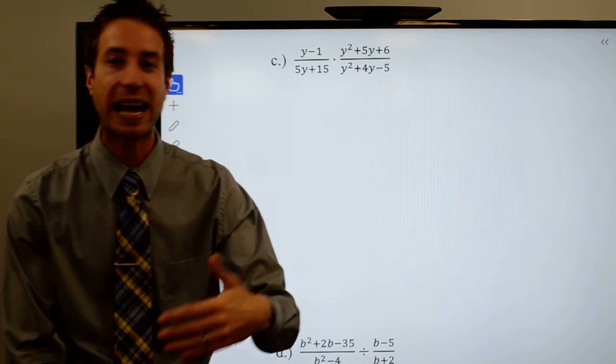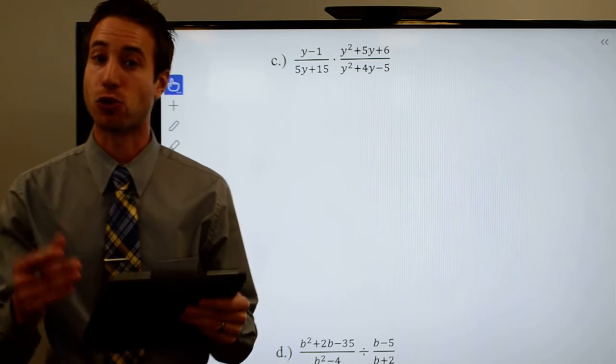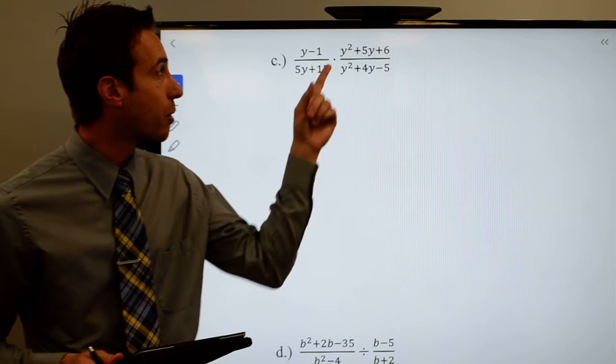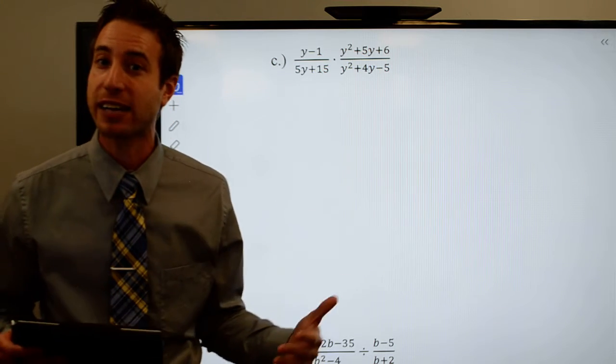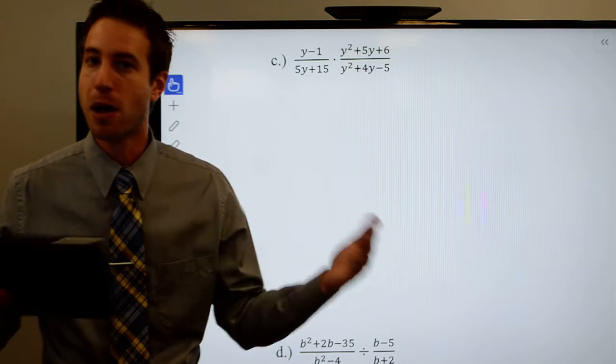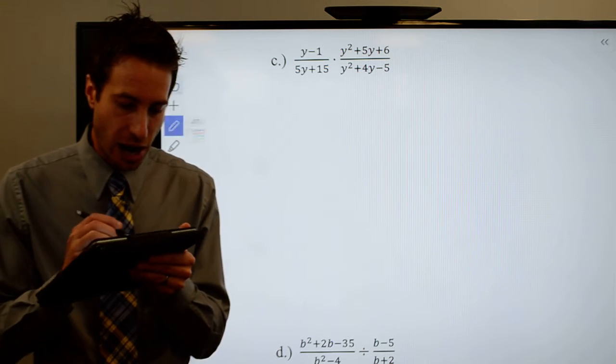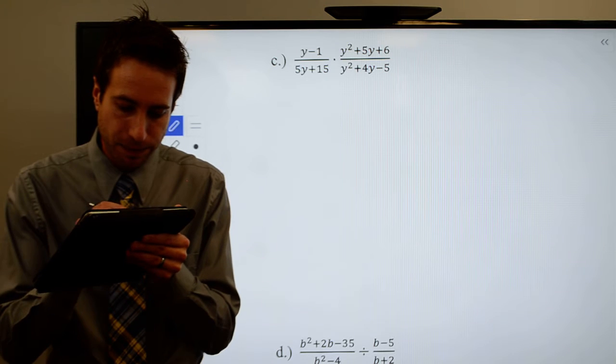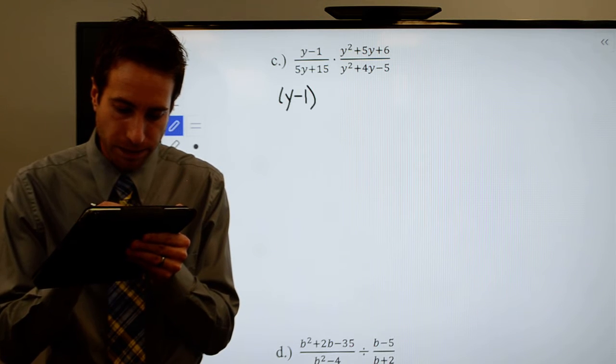Hopefully what you're doing is coming back and checking your answers after having tried these ones on your own. So I take a look at this guy. Since it's multiplication, all I'm going to do is factor, cross cancel if I can, multiply numerators, multiply the denominators. First of all, on the top, y minus 1. There's nothing I can do to that. Just stays a y minus 1.